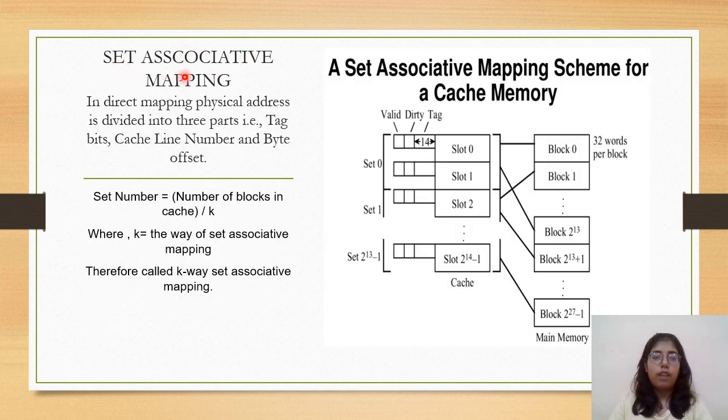Set associative mapping. Set associative mapping is a combination of direct mapping and fully associative mapping. In this, the cache is divided into a number of sets. Blocks from main memory are directly mapped to these sets on the basis of a formula which is A mod n. In this, A is a block from main memory and n is the number of sets.